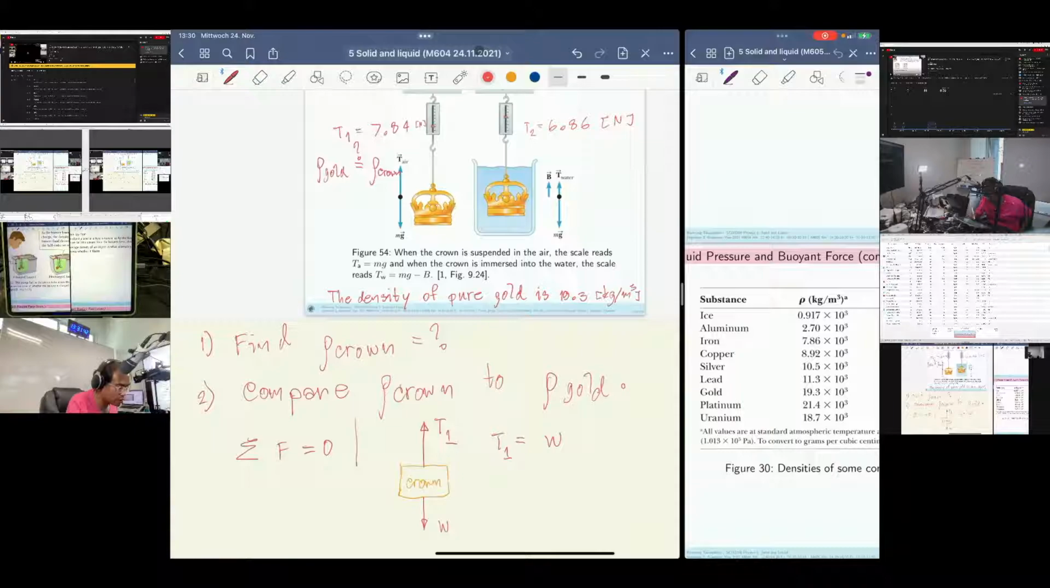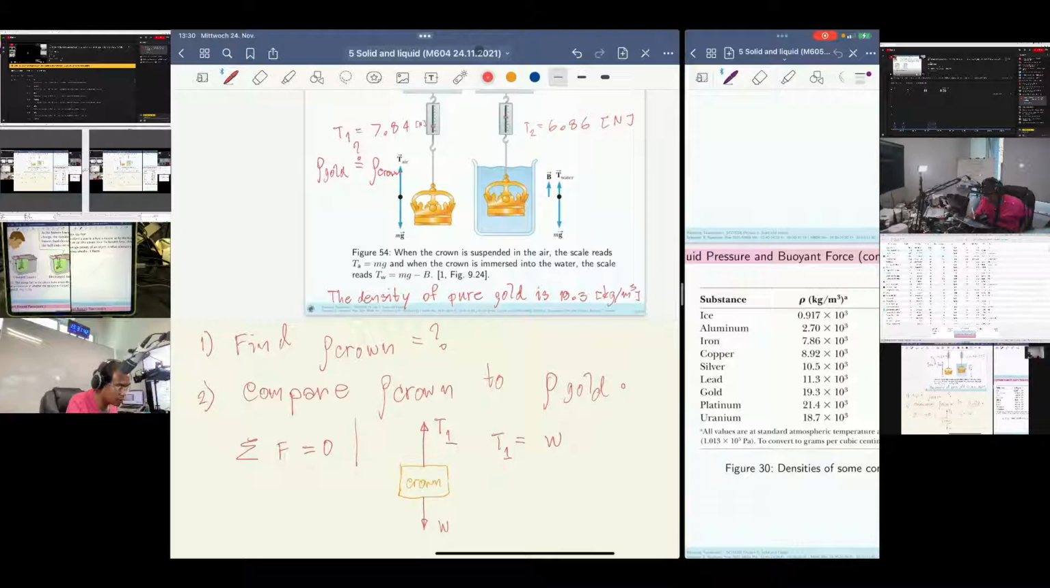Okay, the weight of the crown is 7.84 Newton. You get that value simply from the first experiment. Okay, this is the first experiment. You just get this value, the weight, which is mg. You can also find the mass of the crown, right?